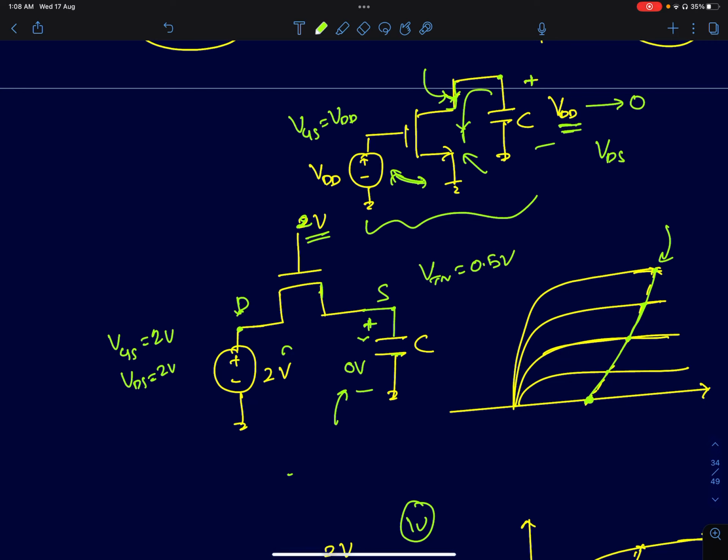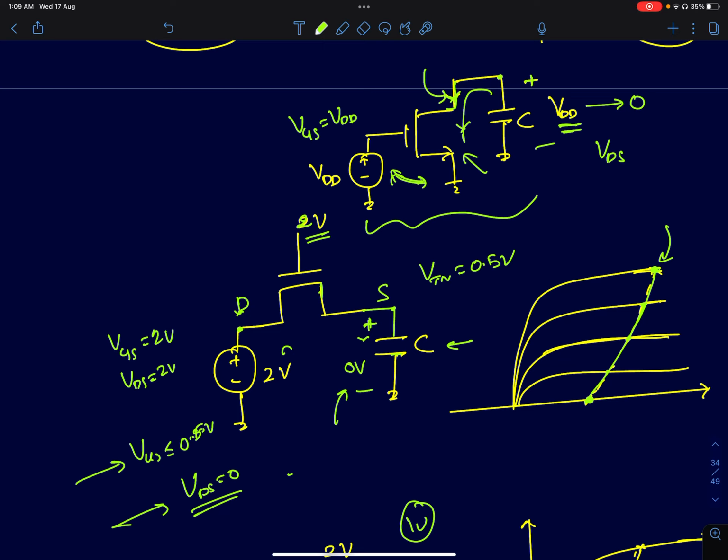So the device is conducting because both VDS and VGS are finite. Now for this device to be turned off, either VGS should become less than or equal to 0.5, or VDS should become equal to 0. Whichever condition is satisfied first will dictate the steady state voltage across the capacitor.